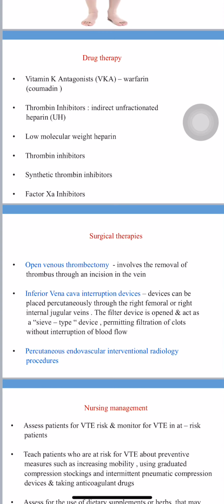Next is another surgical technique or procedure, that is the percutaneous endovascular interventional radiology procedure, which can be used along with catheter-directed thrombolytic therapy, especially for severely symptomatic patients with iliocaval or iliofemoral obstruction. After iliofemoral interventional radiology, anticoagulation therapy is recommended.